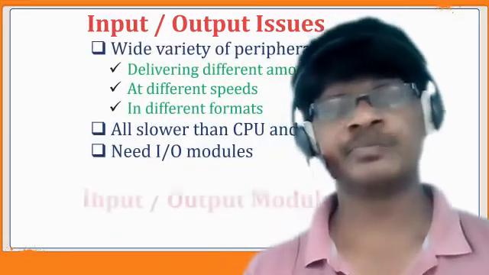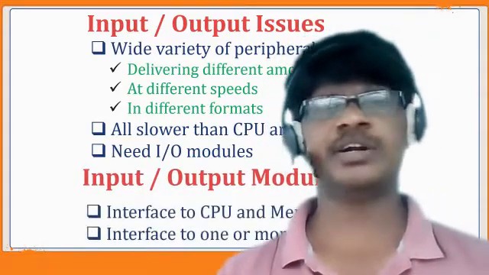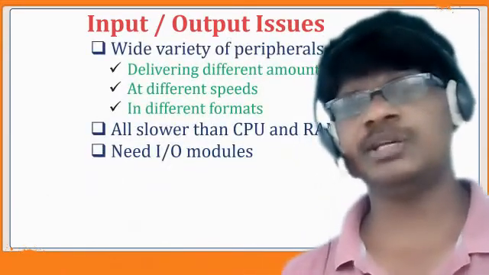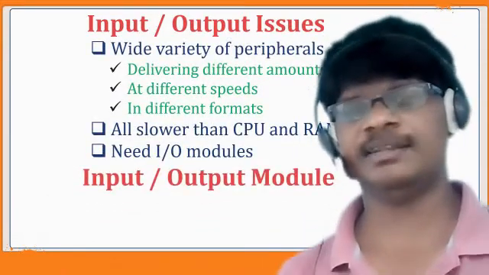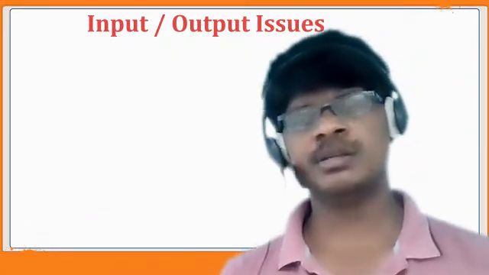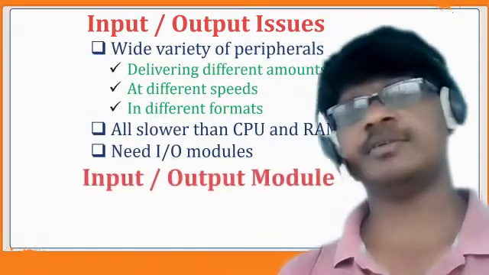And also it slows the CPU and the RAM. Since we are using external devices, a lot of peripheral devices, it might slow the performance of the CPU and the RAM. And you need a lot of input and output modules, because since we are using a lot of peripheral devices, you need a lot of I/O modules.